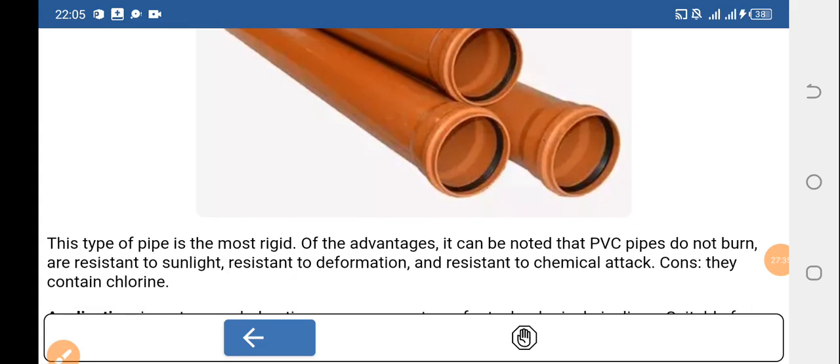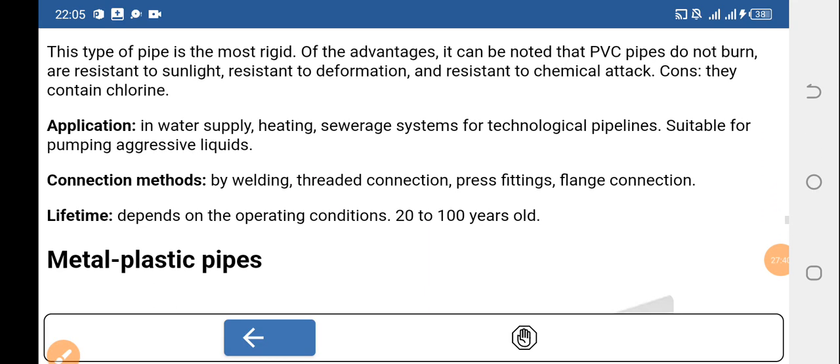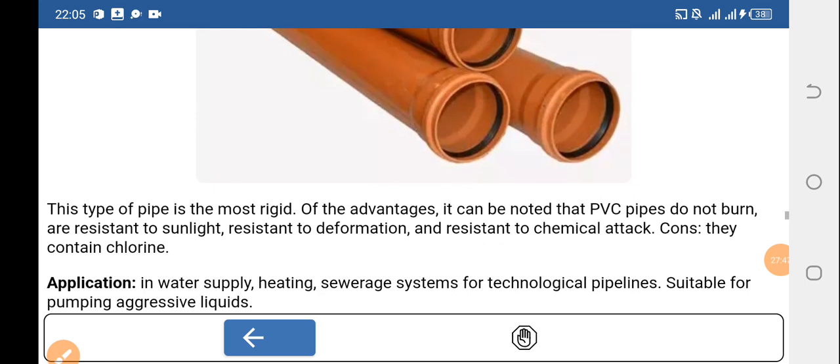That can also have the advantage of being used in water supply, sewer system, and other things. So the pipe is the most rigid. It can be noted that PVC pipes do not burn. PVC pipes do not burn, and they are resistant to sunlight, resistant to perforation and deformation, and resistant to chemical attack. Continuous, they contain chlorine.